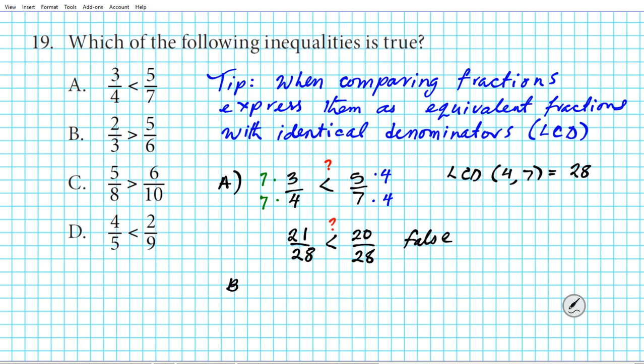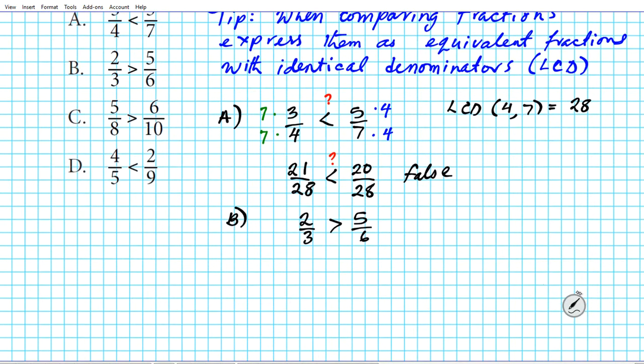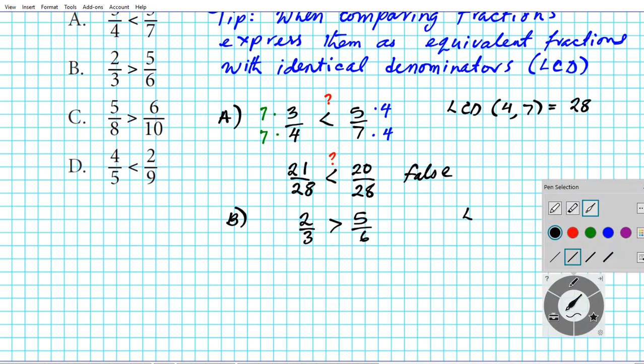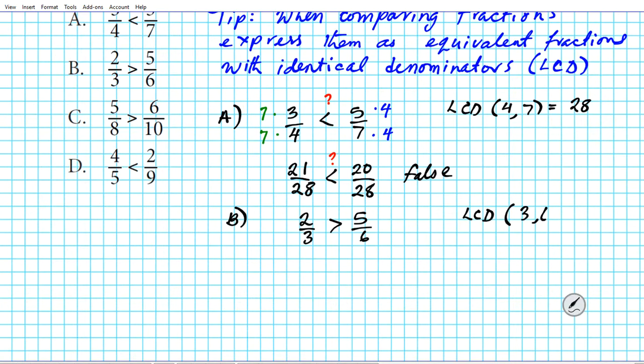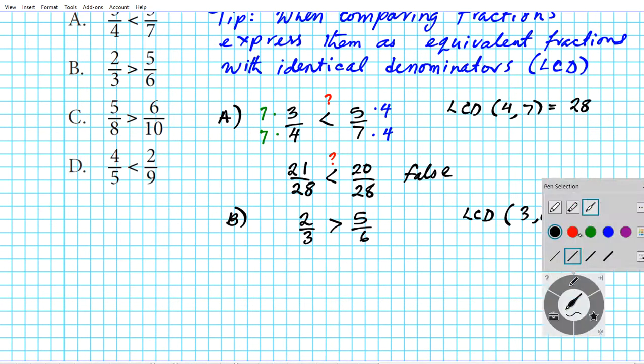Moving on to option B, we're going to execute the same procedure here. 2/3. Is 2/3 greater than 5/6? We're going to express both of them with identical denominators. What's the LCD? That's what we're looking for here. LCD of 3 and 6. If you notice, 3 goes into 6. 6 is the bigger one, so 6 is automatically the LCD. Okay? Now let's go ahead and express these two with a denominator of 6. This already has a denominator of 6, so we'll leave it alone.